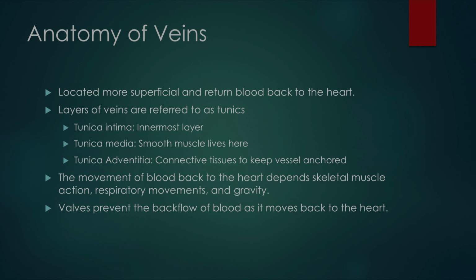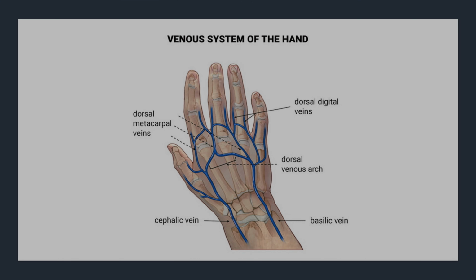Venous blood return relies on several mechanisms, including skeletal muscle contraction, respiratory movements, and gravity. To assist with this process, veins contain one-way valves that prevent blood from flowing backward. These valves may sometimes be identified by a slight bulge in the vein just above the valve, though they are not always visible.